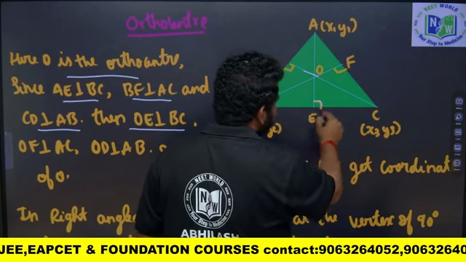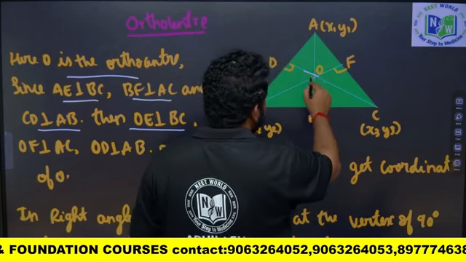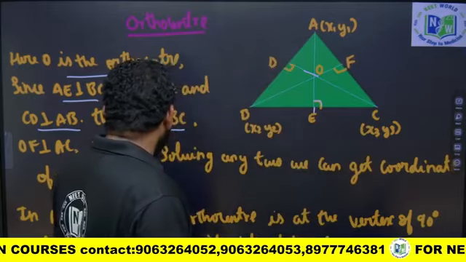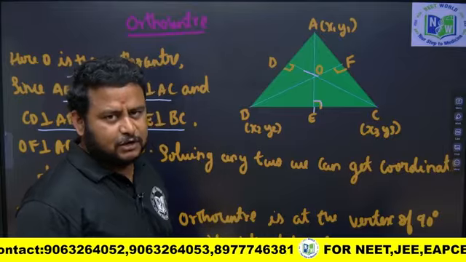If AE is perpendicular to BC, then OE is also perpendicular to BC, OD is also perpendicular to AB, and OF is also perpendicular to AC. Now for solving these orthocenter questions, you should have some concept of slopes, which we already know.